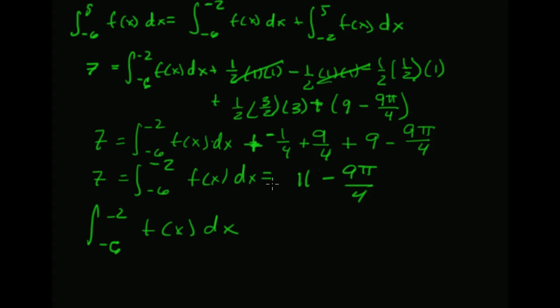So this should be a plus here, right? There we go. Should be equal to 9 pi over 4 minus 4. Right. So there you go. That's that problem. Let's look at part B.